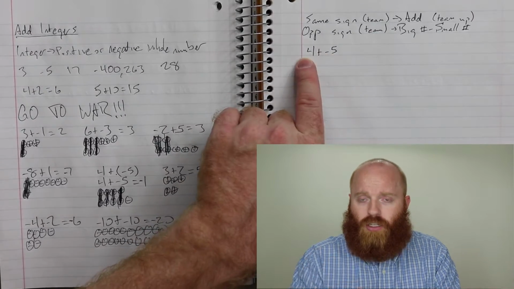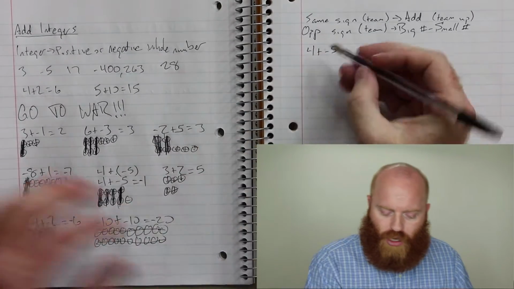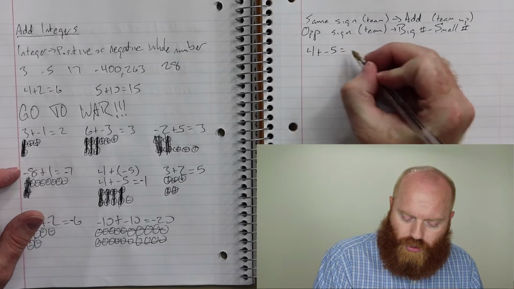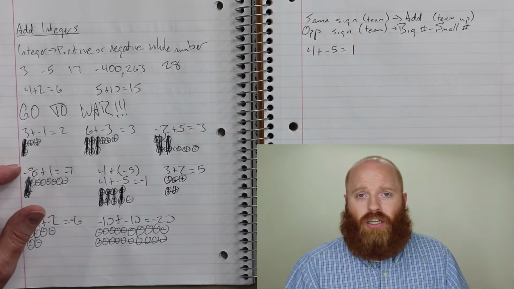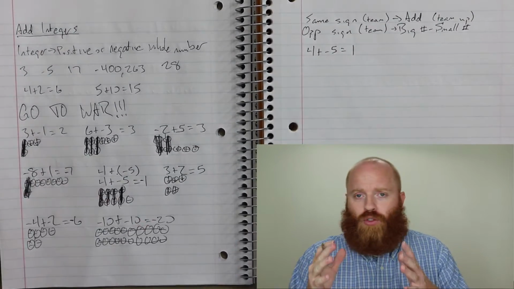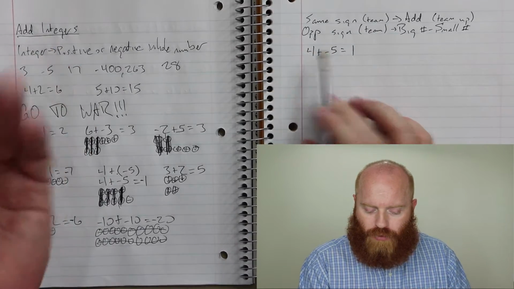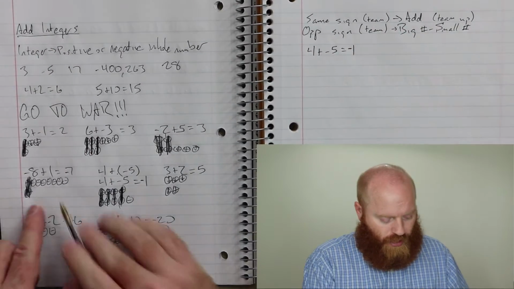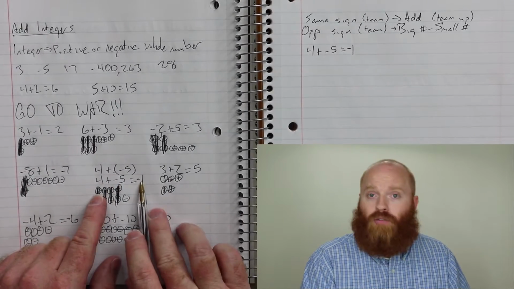So the absolute value of 5 is larger than the absolute value of 4. So 5 is bigger than 4. Big number minus small number. Okay, so 5 minus 4 is 1. But to find out the team, you got to find out who had more people to start with. Whoever's got the most people, that's what team's going to win. 5 is bigger than 4, so the answer is going to be negative 1. And that's what we got over here, right here, negative 1.